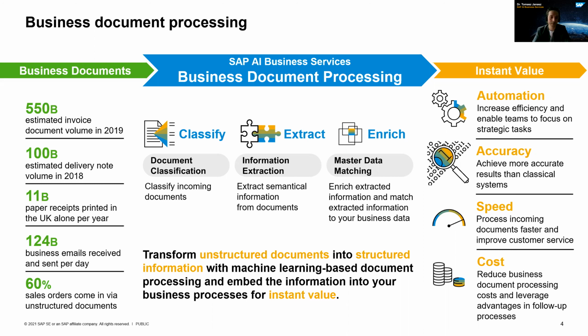Value out of that can be seen in increased automation rate, meaning less human involvement in the process, higher accuracy by leveraging the latest machine learning algorithms, increased processing speed, and with that also operational efficiency. And finally, with all that, companies can achieve significant cost reductions by, for example, reducing the human labor associated with these processes.